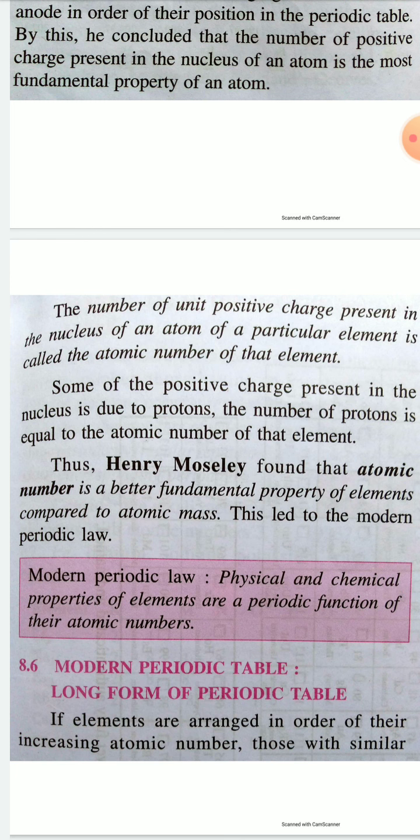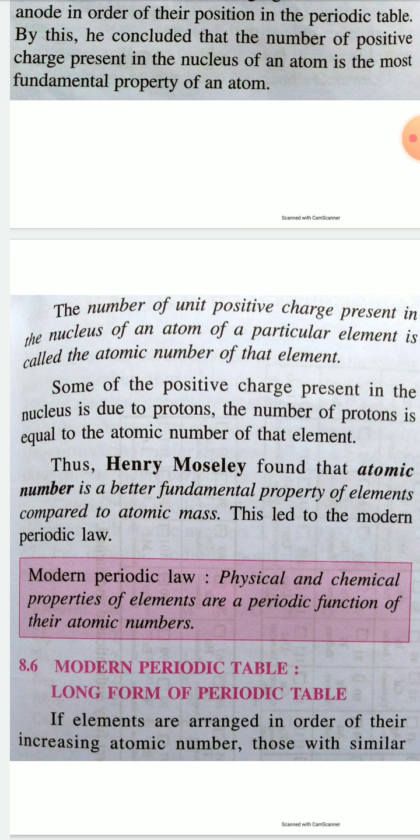So what is an atomic number? Atomic number is the number of protons present in the nucleus. That is number of positive charge present in the nucleus of an atom. And Henry Moseley was the first scientist who determined the number of positive charge in the nucleus.